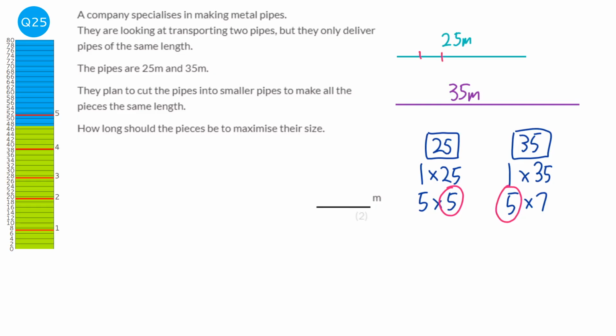So 1, 2, 3, 4, not to scale, and then 7 of these, so 1, 2, 3, 4, 5, 6, 7, so there's 7 in total. So each of these are 5 metre long, and there's no wastage, and that's the longest we can make the pipes for there to be no wastage at all. So my answer is 5 metres.